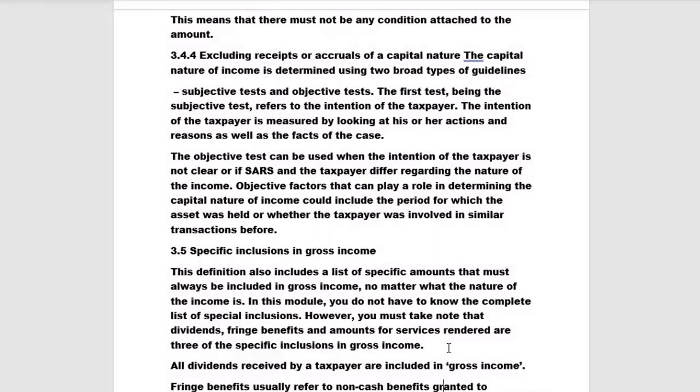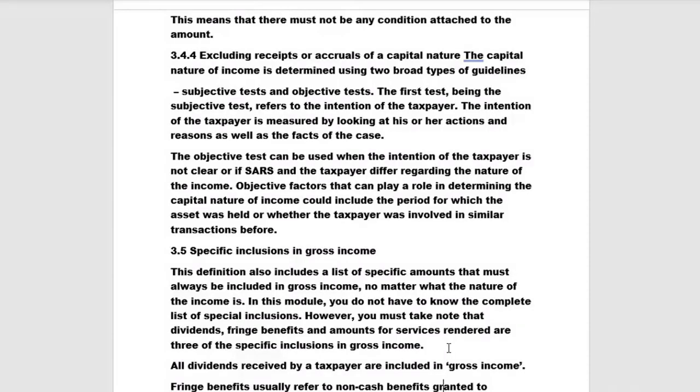So we're going to look at two entities here, or two people. The intention of the taxpayer is actually not as pure as expected, and SARS and the taxpayer will actually meet to discuss the nature of that income. The objective factors that can play a role in determining the capital nature of an income could include the period for which the asset was held, or whether the taxpayer was involved in similar transactions before.